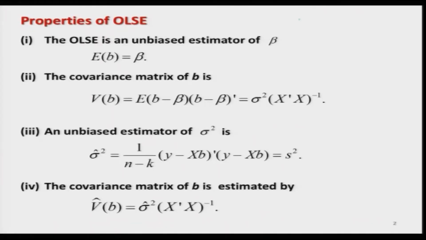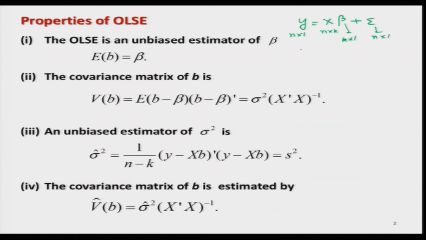Okay, so, now you can recall that our model was y equal to x beta plus epsilon. This is our multiple linear regression model, where y is an n cross 1 vector of observations on the study variable, x is an n cross k matrix of observations on k independent or explanatory variables, beta is a k cross 1 vector of regression parameters, and epsilon is an n cross 1 vector of random error components.